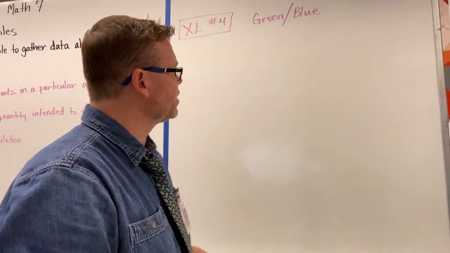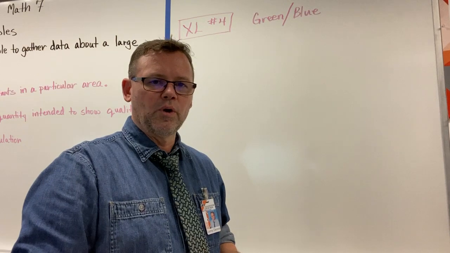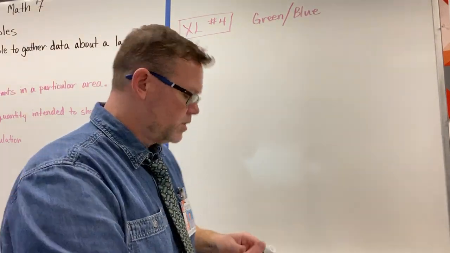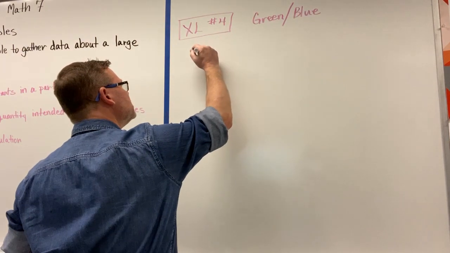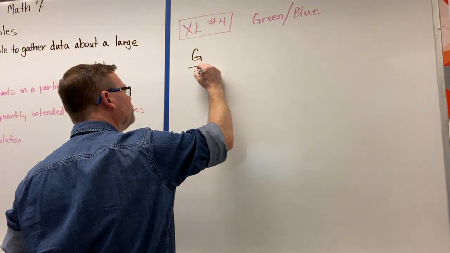So here's what I'm looking at. First of all, we have to look at the parameters here. The example, the population, is based on green to blue. So what I do is I put it in ratio form. I'm going to say green over blue.